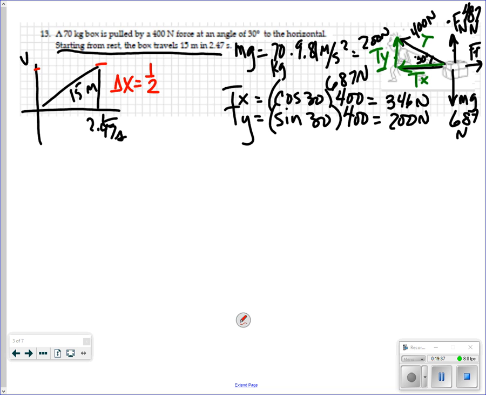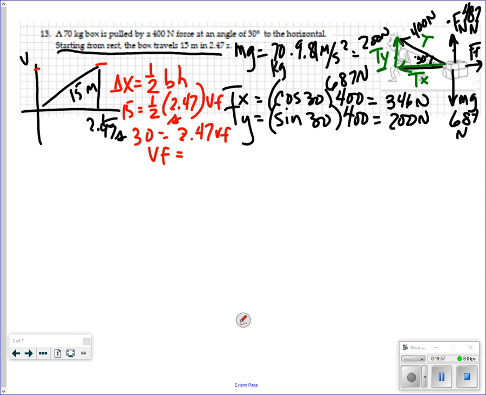So whichever one first, right? Let's do base times height. That's our triangle. All right, so 15 meters equals 1/2 the base, which is 2.47 seconds, and I'm solving for VF. 30 equals 2.47 VF. I multiply both sides by 2.